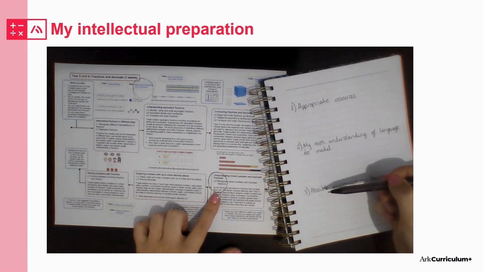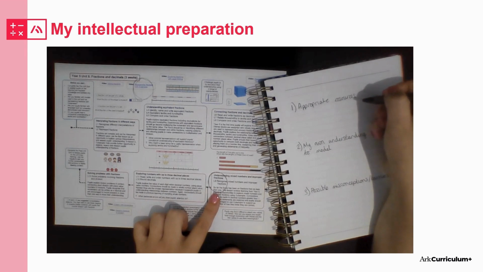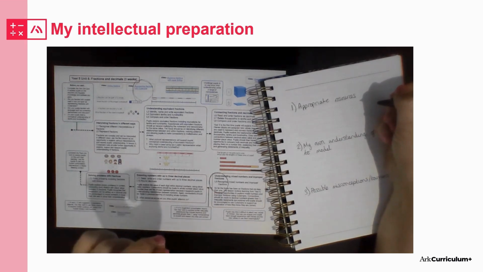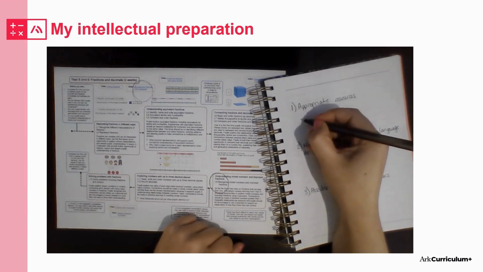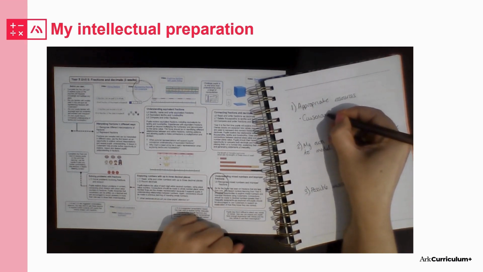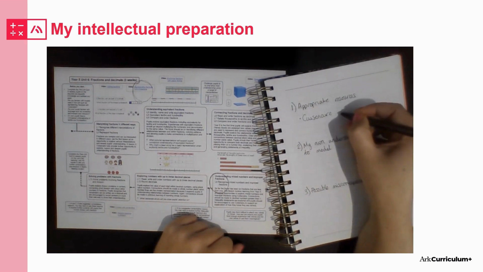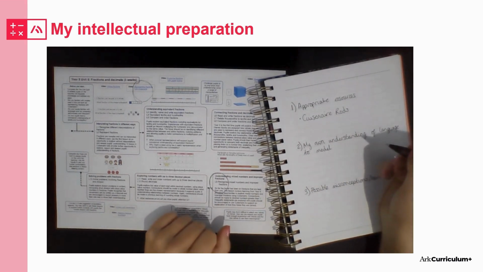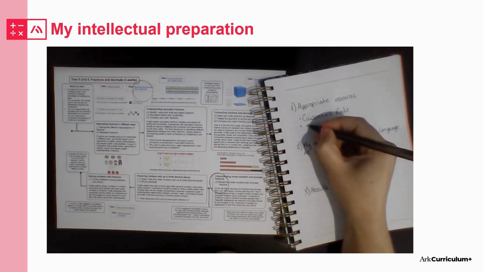The first thing is to ensure that I have the appropriate resources to reteach and remodel this. After watching that PD video, I know that I'm going to need Cuisenaire rods, and I'm going to need enough of them to go round the whole class. That might be one between 2 or one between 3, but enough for everybody. I'm also going to need individual whiteboards.